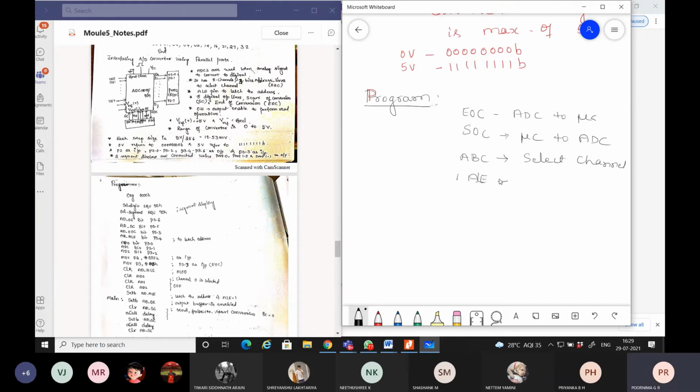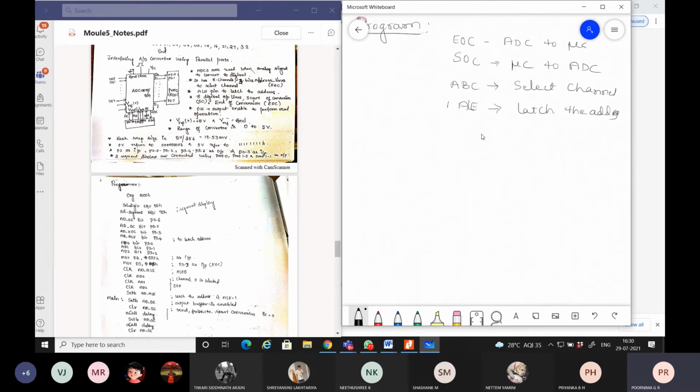ALE to latch the address. Okay, so now with all these notations, how do we write a program to perform this operation? For which, let us see ORG 00H. You know that this is the origin of the program. SJMP 30H, because of the interrupt vector table, these 30 hexadecimal locations we are skipping. Then ORG 30H. Okay, fine.